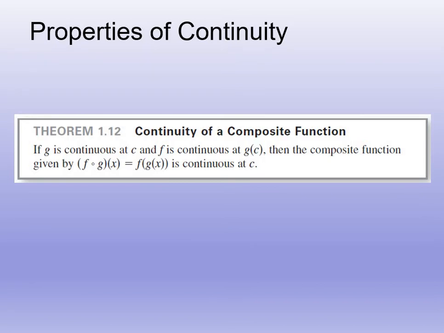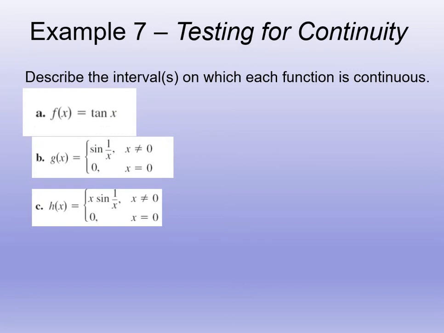Okay, so if we have two continuous functions and we make them a composite function, by putting one function inside of the other, it will also be continuous at that same point. Okay, so we want to take a look and describe the intervals on which this function is continuous.